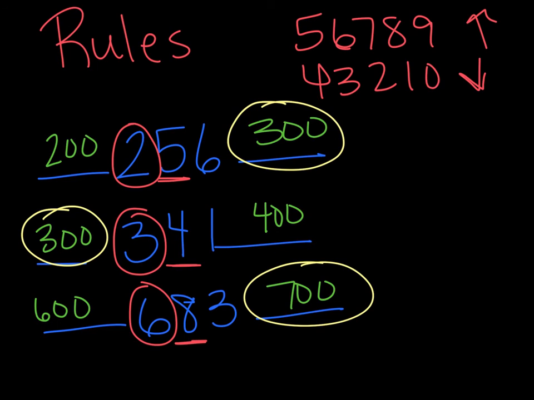341, bossy digit is a 4. So my rule says that I round down to 300. Bossy digit here is an 8. So it bosses that 6 and moves it up to the next benchmark number.